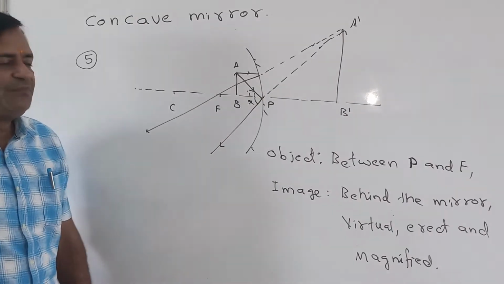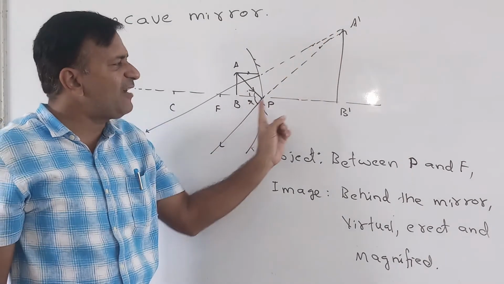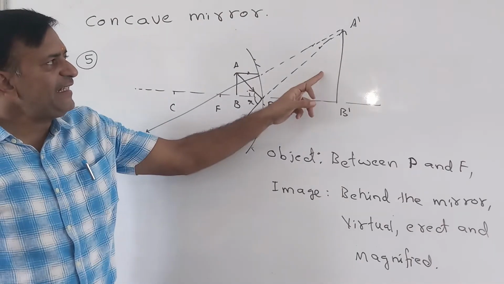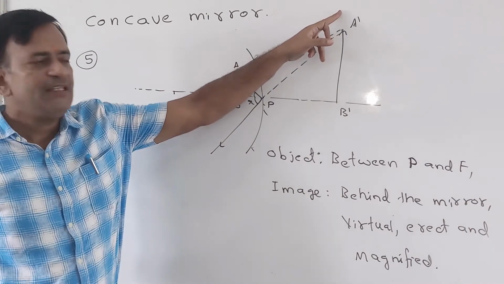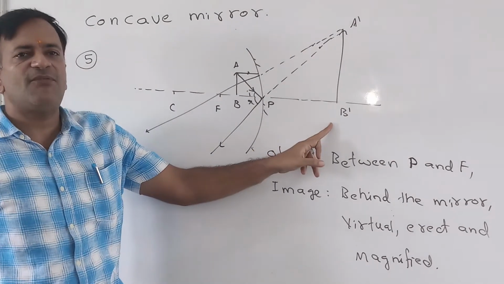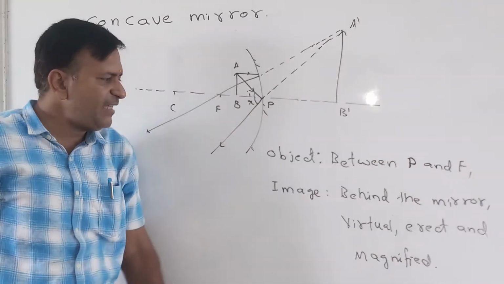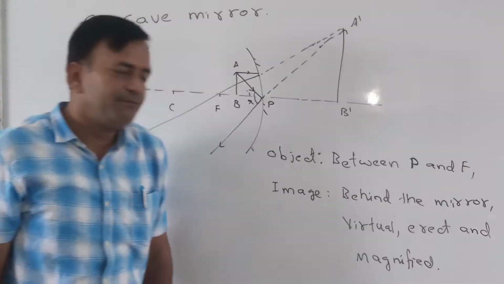So what we do? We extend these 2 rays backwards to make them intersect. They intersect at point A dash. Just below A dash will be the image of B dash. So where is the image formed? The image is formed behind the mirror.